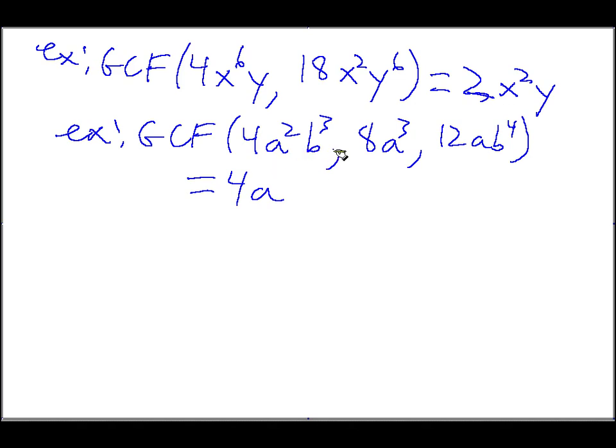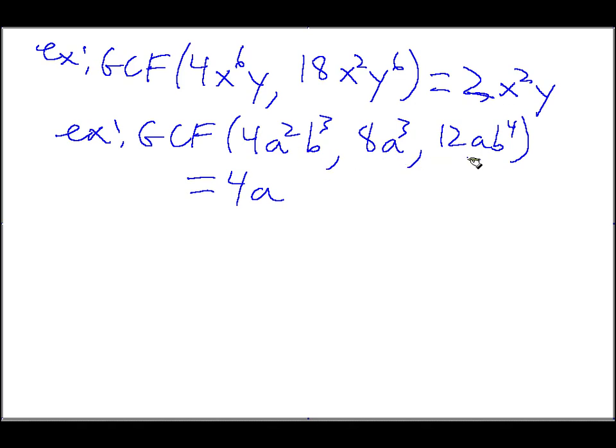Now, how about the b's? b cubed, no b at all, and b to the 4th. Well, since there's no b at all in this second term, 8a cubed, that means b is not even a common factor, right? To be the greatest common factor, you first have to be a common factor. And b is not even a factor of 8a cubed since there's no b at all. So therefore, we don't even consider the b. Can we see that? We only consider the common factors.